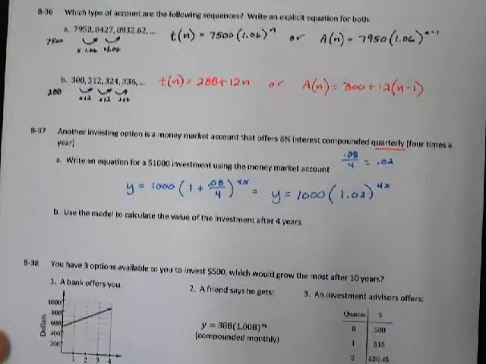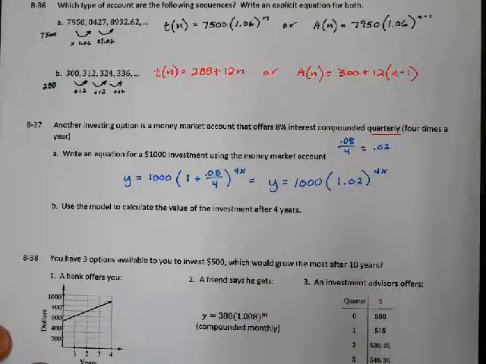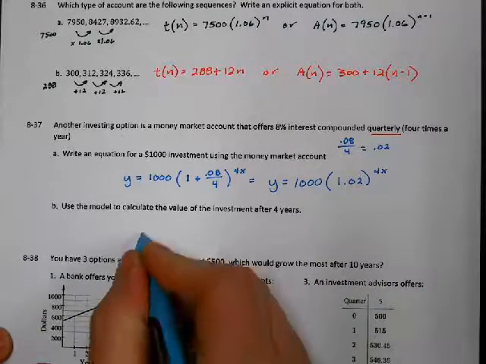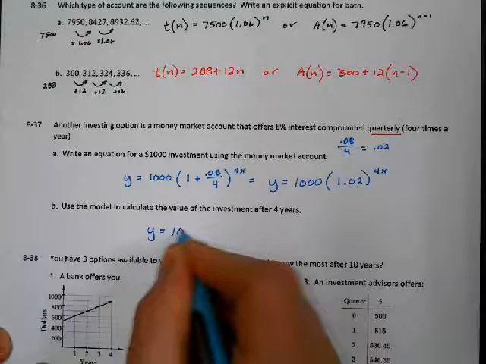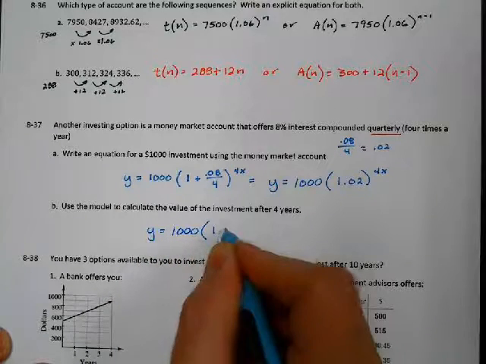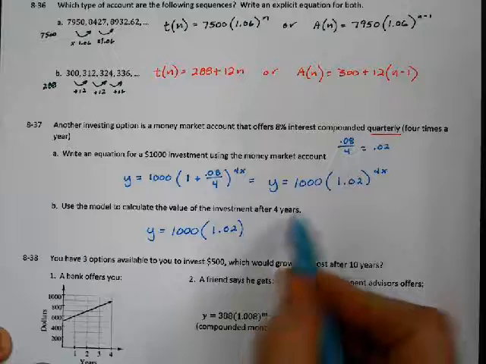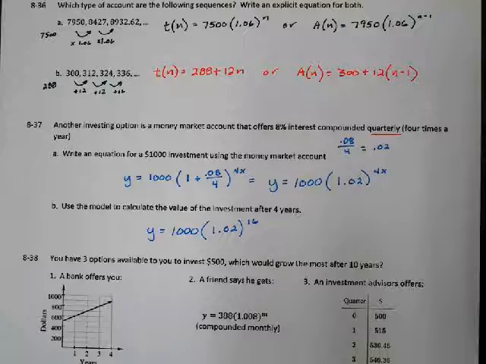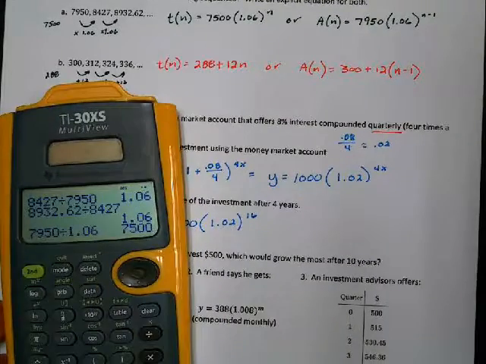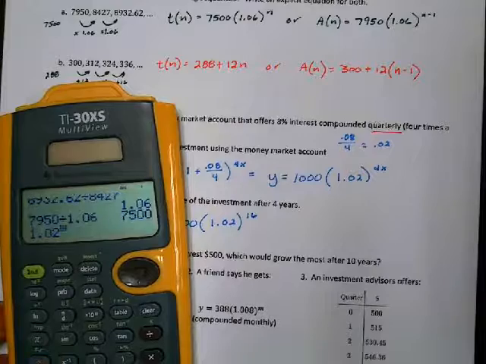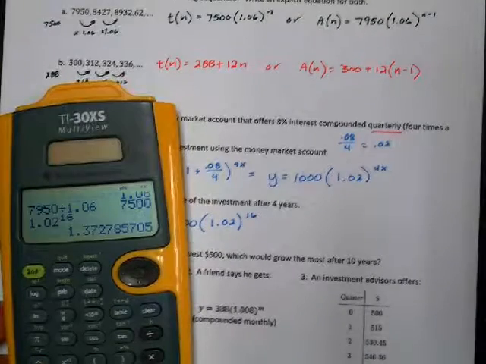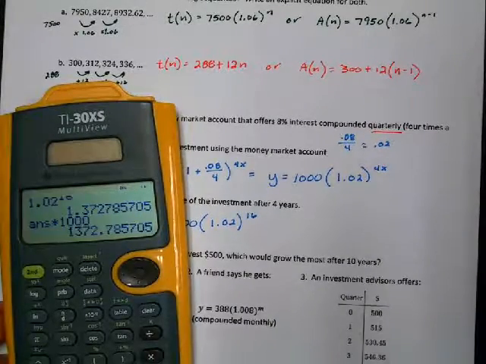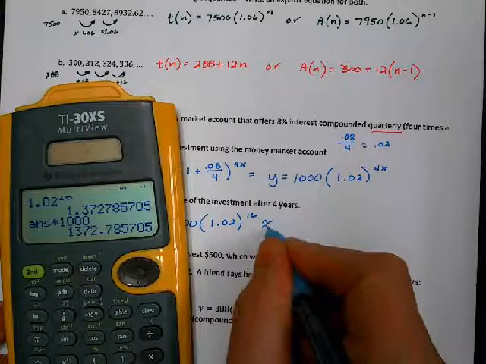Okay, so if I were to use this to calculate the investment after 4 years, I would do 1,000 times 1.02, and then it's 4 years, so that's 16 terms because each year has 4 terms in it. So taking out my calculator, if I do 1.02 to the 16th power, I get that huge number, and then I'm going to multiply by 1,000. So it would come out to approximately $1,372.79.